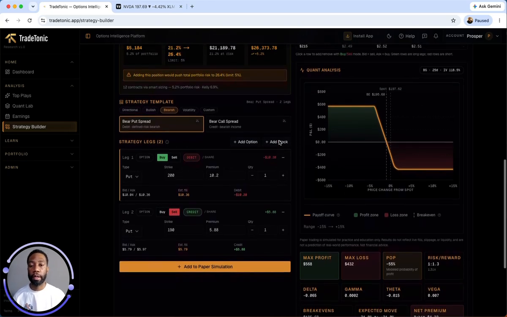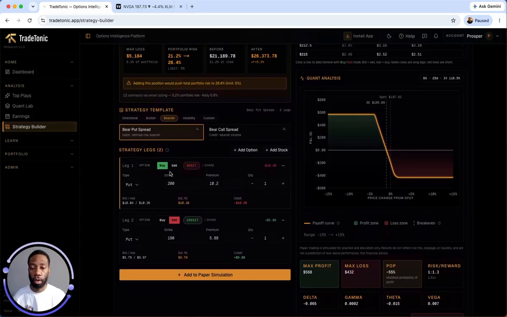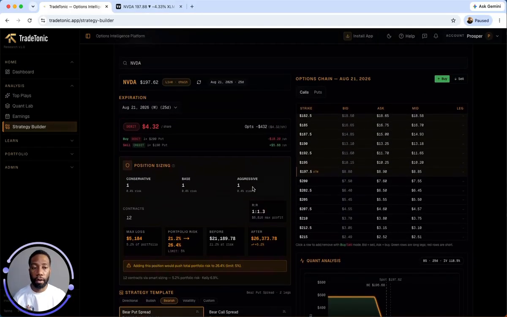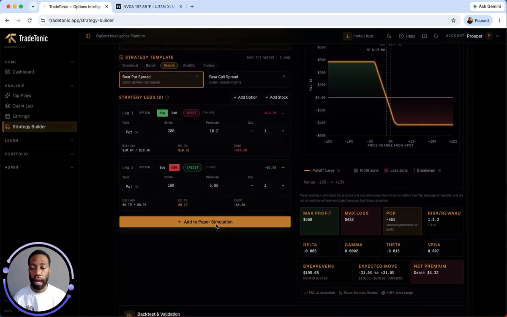So we've got the bear put spread. We're going to go long the 200 strike put at a premium of $10.20, and sell the 190 strike put for $5.88, for a net debit of $4.32. Let's add this to our paper trading portfolio.